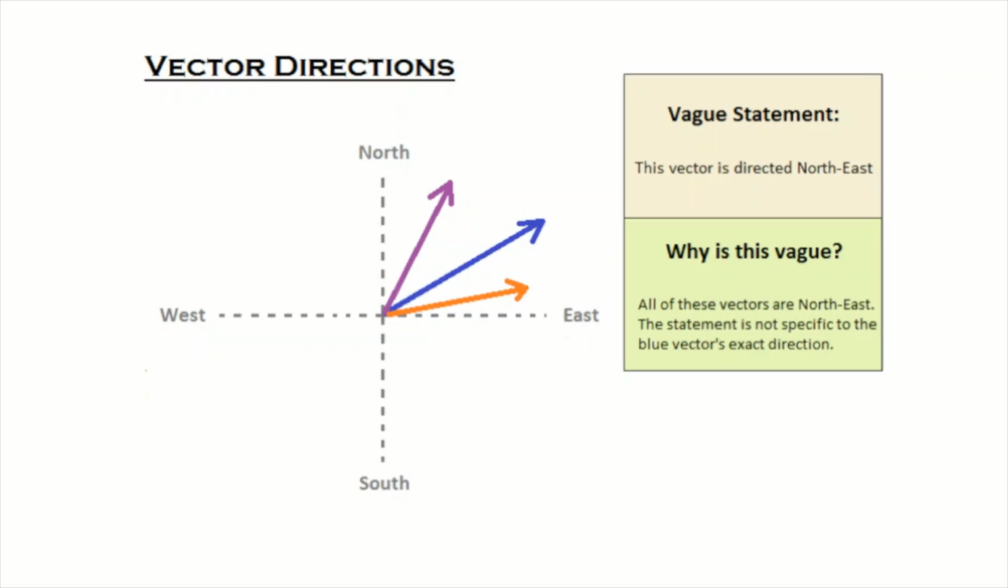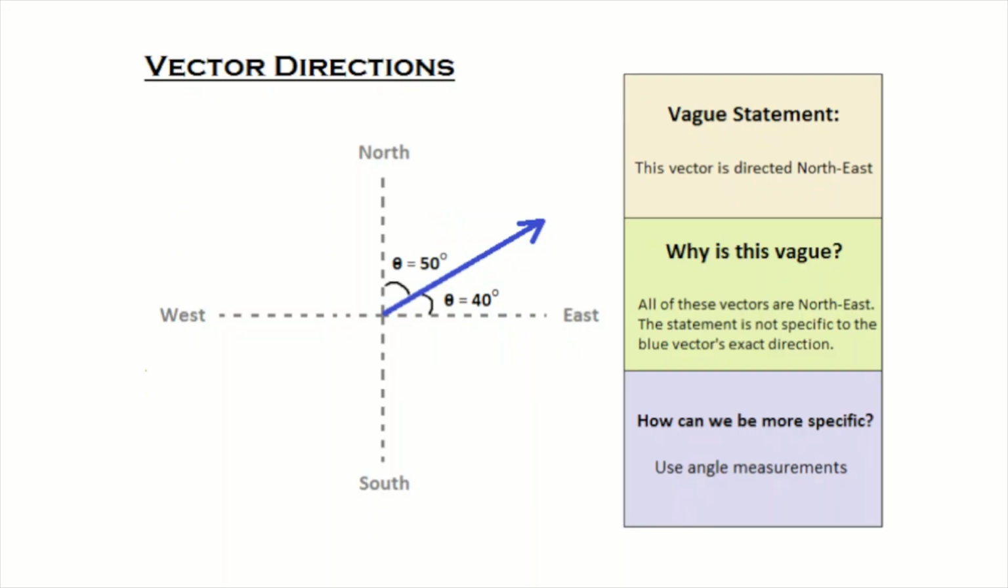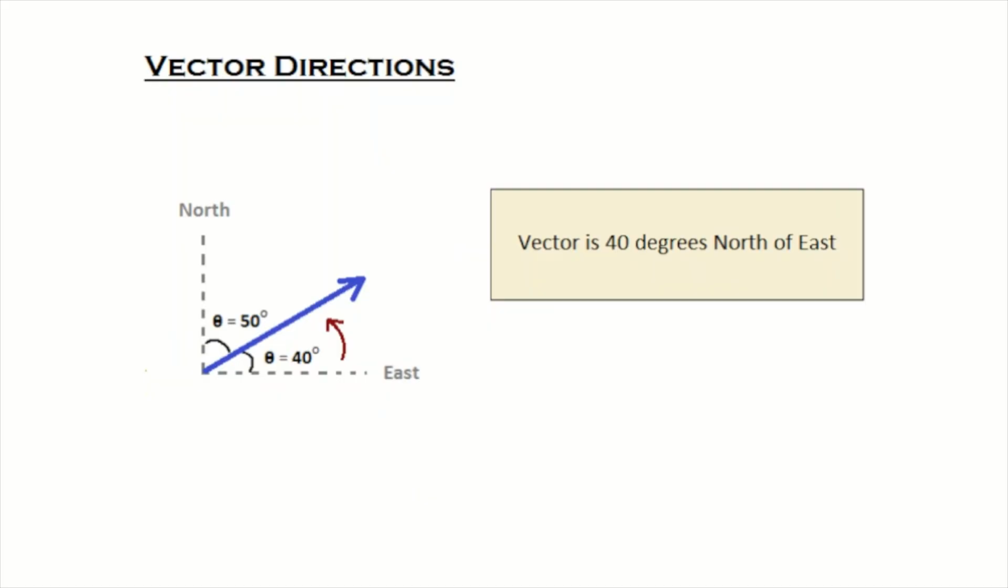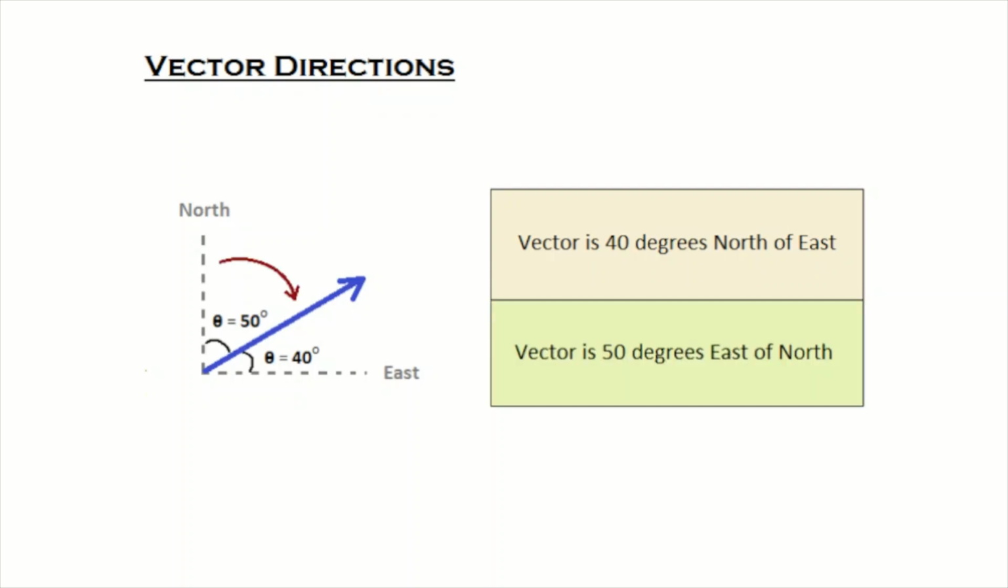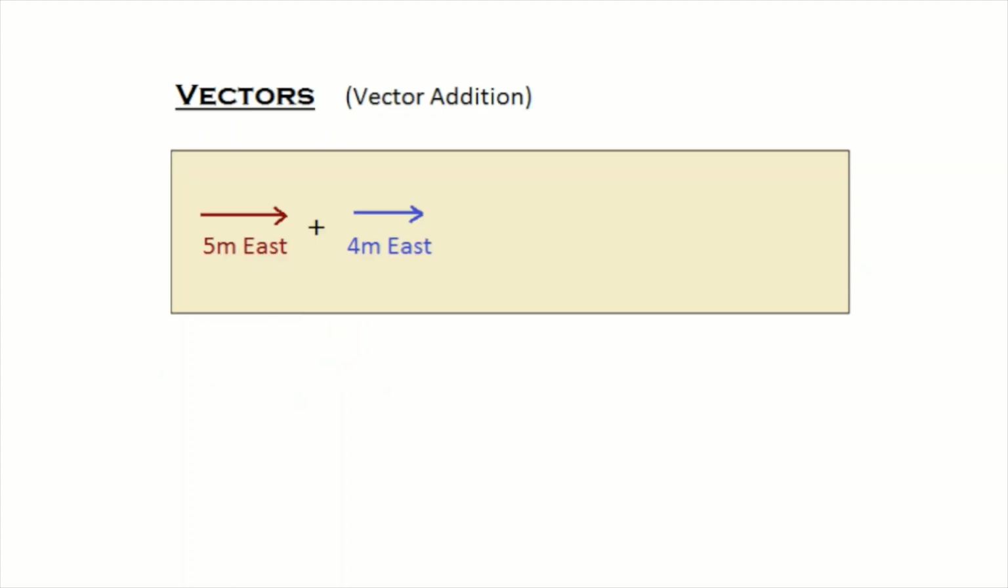So what can we do about that? Adding in angle measurements is a way to be more exact with how we express vector directions, and we just want to make sure we state them in the right way. So zooming in on that, if I were to choose the 40-degree angle, this 40-degree angle is connected to east, so I would write it or state it as 40 degrees north of east. I can also choose the 50-degree angle, and this is connected to north, so I could state that it's 50 degrees east of north. Either of these state the overall direction of the blue vector.